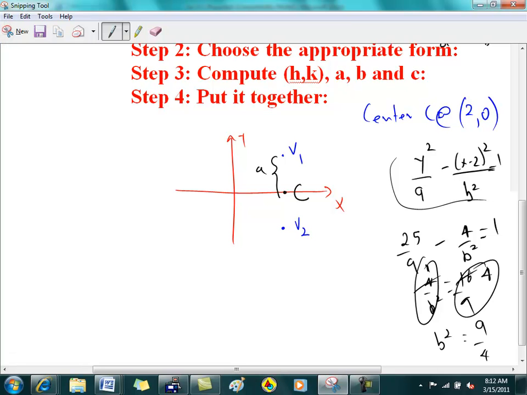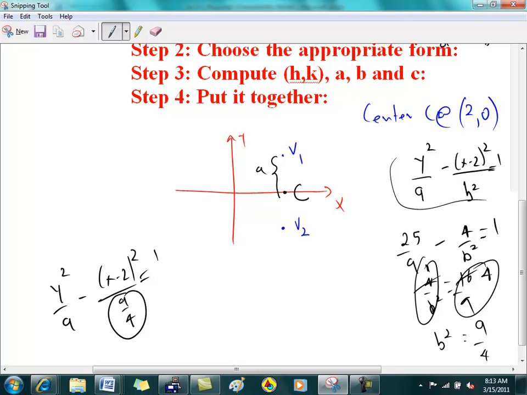All right. So then your equation is y squared over 9 minus (x minus 2) quantity squared over 9 over 4. Please leave this 9 over 4 as is. Don't flip it over, don't put it 4 over 9, because that's not the standard form. The standard form is that the coefficients of the x and the y variables in the numerator are always 1. Everything else goes downstairs, even if it's a fraction.